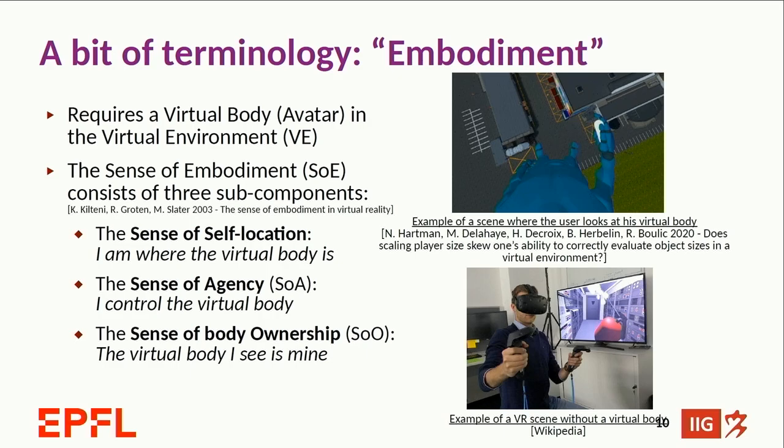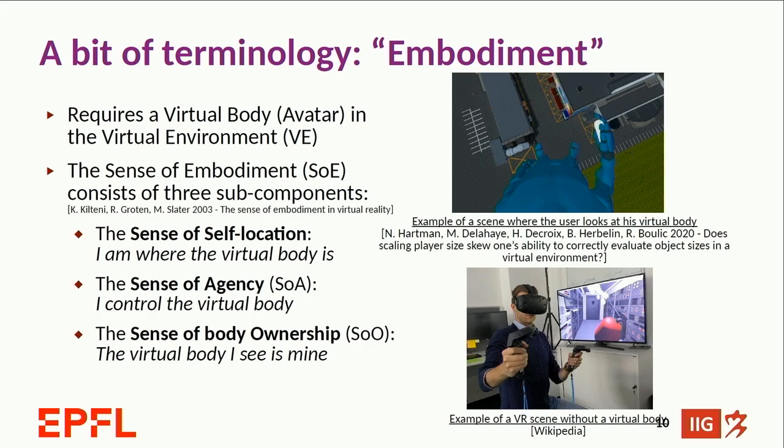And the fact that we have a virtual body is really important if we want to have a referential in the virtual environment. And providing simply an avatar in this virtual environment is not sufficient for one to embody it. So Kilteni defined the sense of embodiment as a composition of three subcomponents, which are the sense of self-location. So I am located where the virtual body is located. This can be achieved by having the camera located at the position of the virtual head.